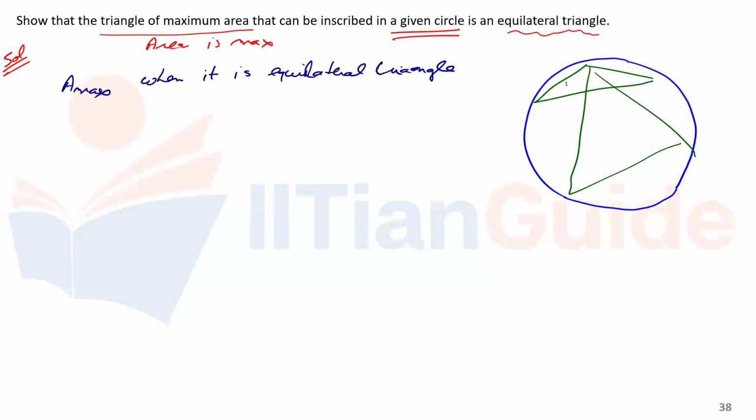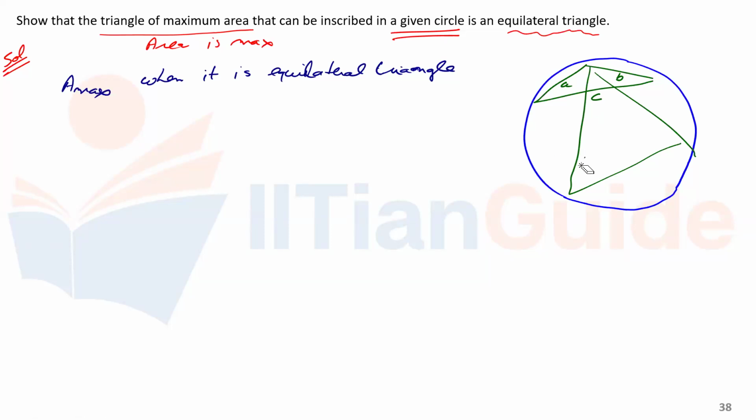Suppose I take one side to be small a, one side small b, one side small c. And we need to prove that a, b and c are equal. We cannot do this, because there are so many variables. As I told you, in calculus, in maximum minima, I cannot solve the problem unless there is a single variable, because we need to differentiate. But when we have a, b, c, three unknowns, I cannot convert b or c in terms of a. I cannot make a single variable. The question is wrong. Now I'm going to make it correct.